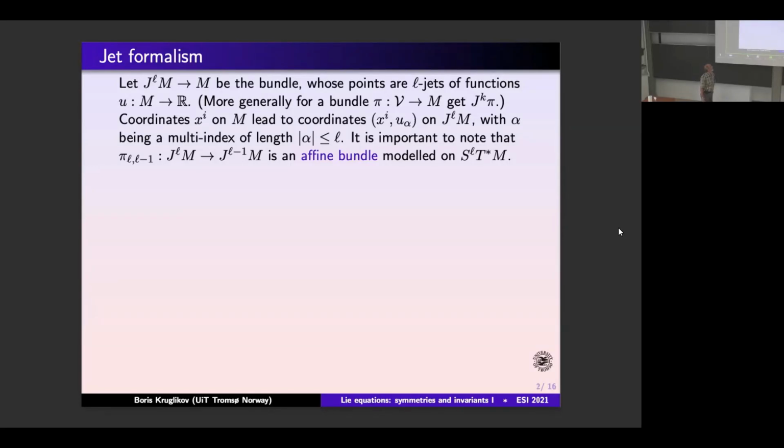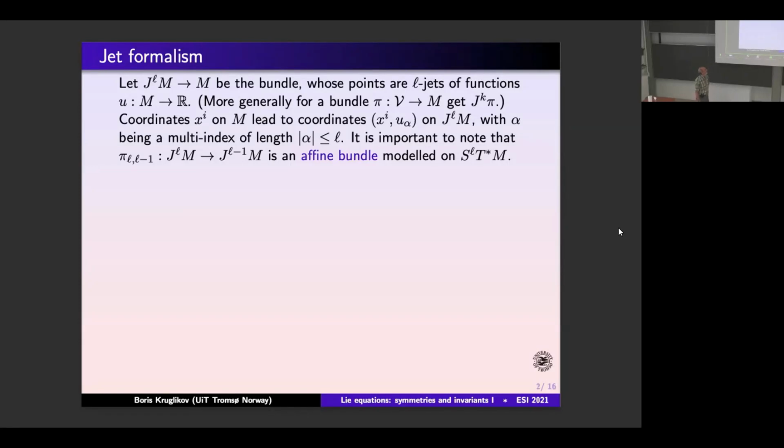So if you choose a coordinate system x^i on a manifold M, then it automatically induces coordinates on the jet bundle. So x^i and u_α, where u_α stands for a kind of derivative at the point x. So that's just a coefficient of the Taylor decomposition. And α throughout will denote the multi-index, and the length will be up to L if you talk about L-jet space. And the first important thing to notice is that when we do the forgetful projection from L-jets to L-1 jets, it's actually an affine bundle.